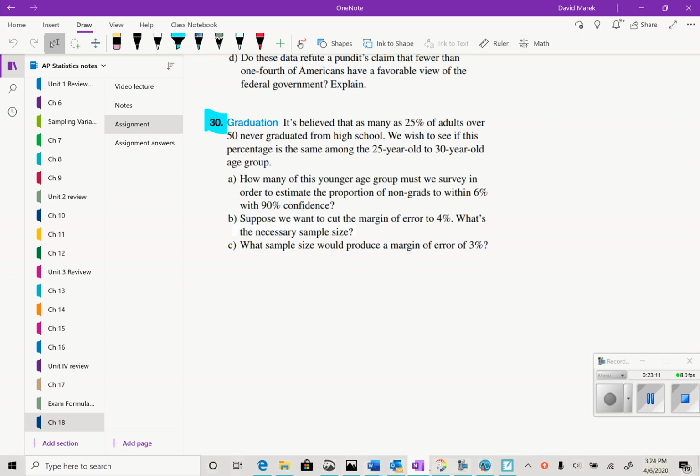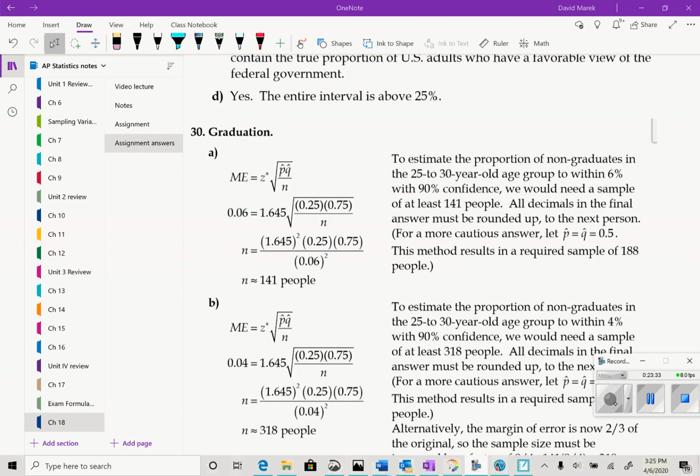We wish to see if this percentage is the same among the 25 to 30-year-old age group. So now the question becomes, how many of this younger age group must we survey in order to estimate the proportion of non-graduates within 6% with 90% confidence?